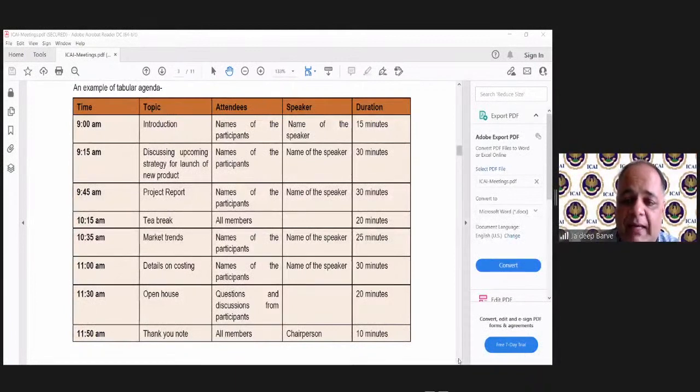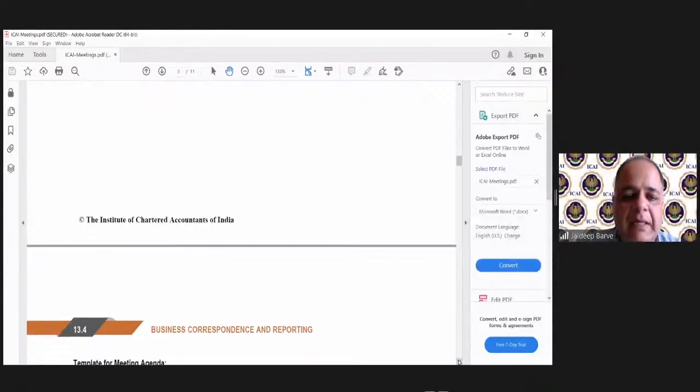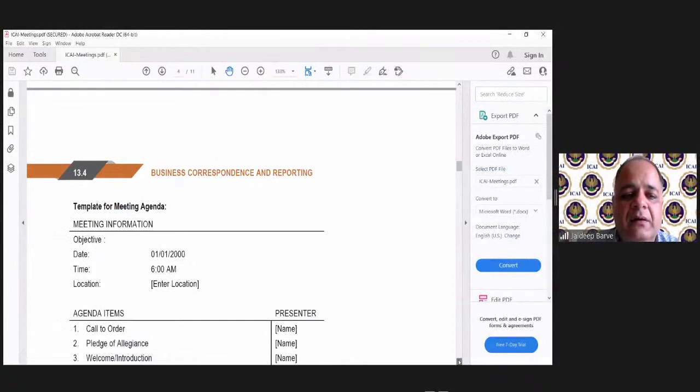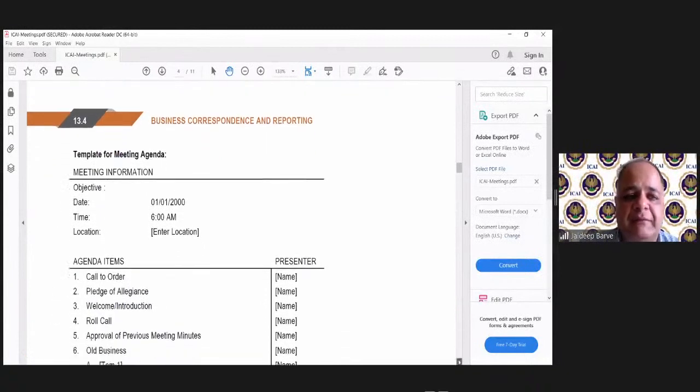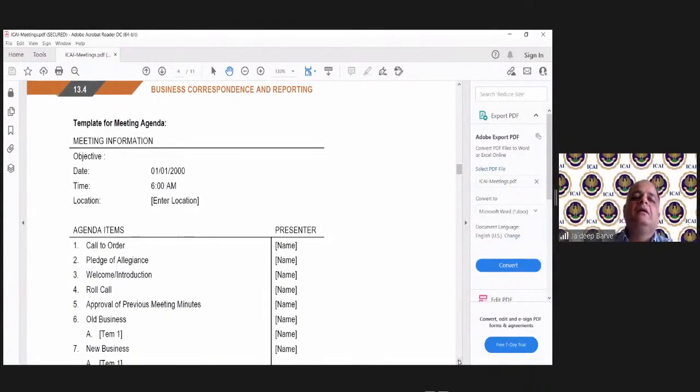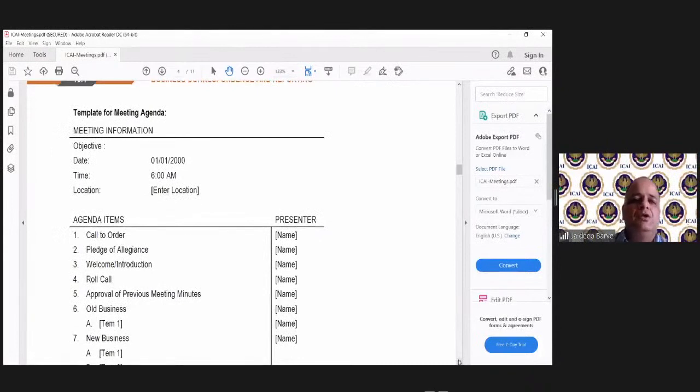So having had a look at this tabular format of agenda, now let us see another format of agenda. So look at this. You have the meeting information, which is the first title. You've got objective, time, date, and location. We've discussed this. So the objective, let's say, is to discuss the performance in the previous month.